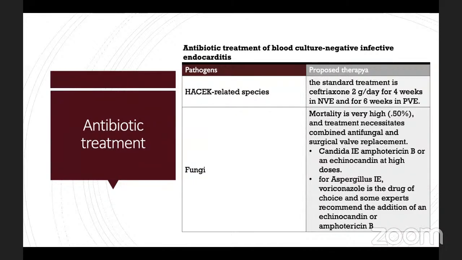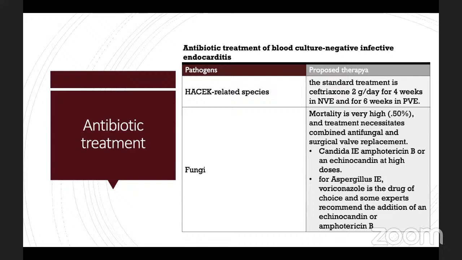If the patient has HACEK-related species, standard treatment is ceftriaxone 2 grams per day for 4 weeks in native valve and for 6 weeks for prosthetic valve.